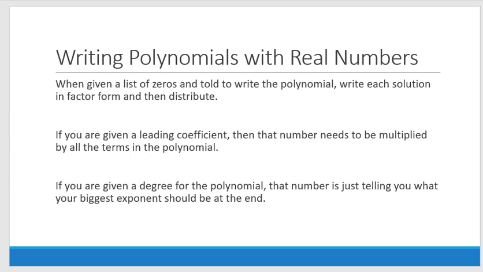When you are given a list of zeros and told to write the polynomial, your first step is going to be to write each solution in factor form. So if they say 3 is a 0, then you would write x minus 3. If -2 is a 0, then you would write x plus 2 because you're subtracting a negative and the negatives cancel out. So for each 0 you're given, you write the factor form by doing x minus the 0, and then you're just going to be multiplying those factors out. So you need to distribute them carefully, watch your signs, and then combine like terms, and that should be it.